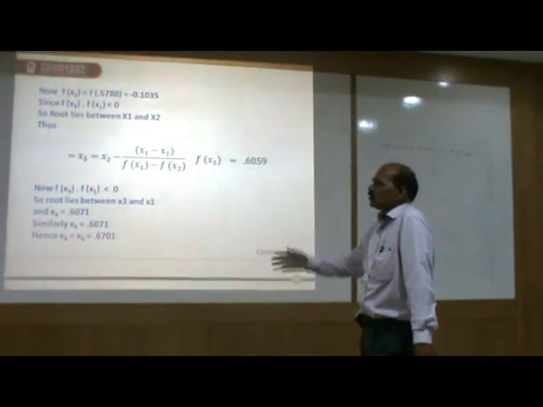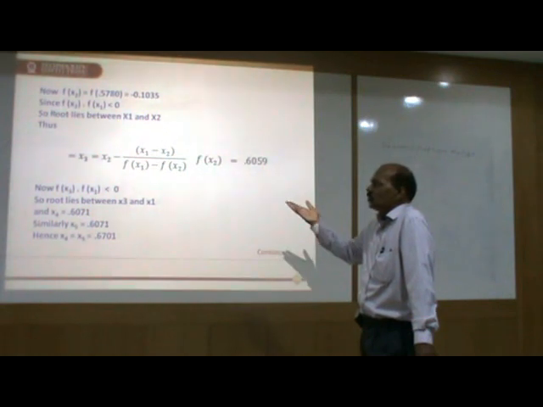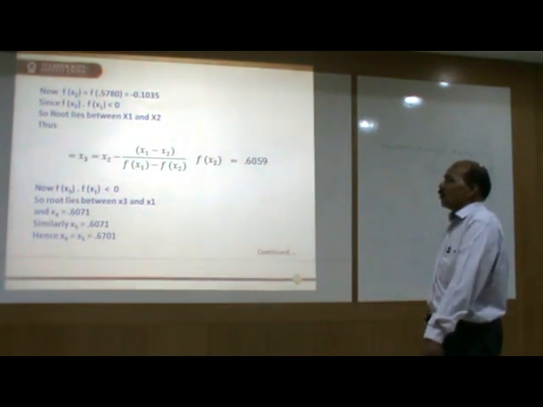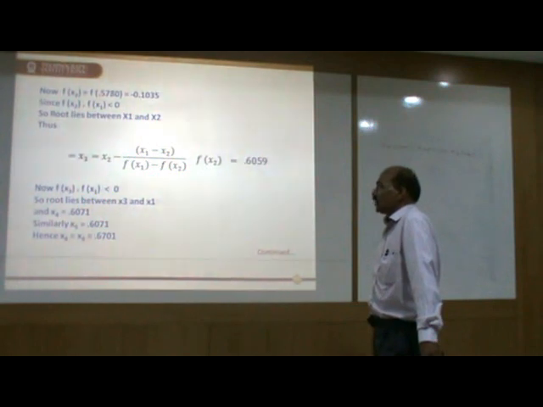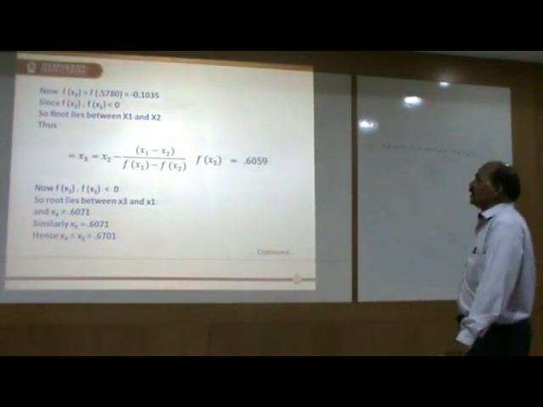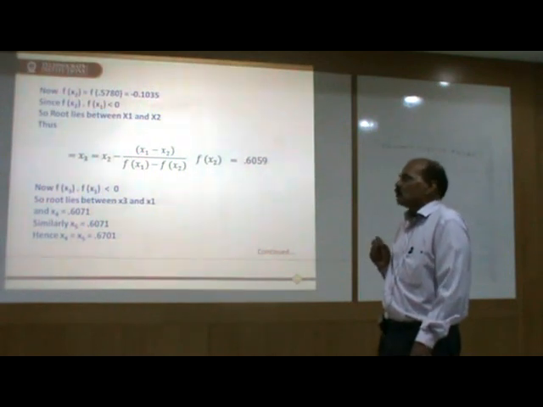Thus, in the next approximation, we shall replace the unwanted point. The unwanted point was our x0. So the next approximation x3 is equal to x2 minus (x1 minus x2) upon (f of x1 minus f of x2) into f of x2. And putting the values of f of x2, x1, x2 in this equation, it comes out to be 0.6059.